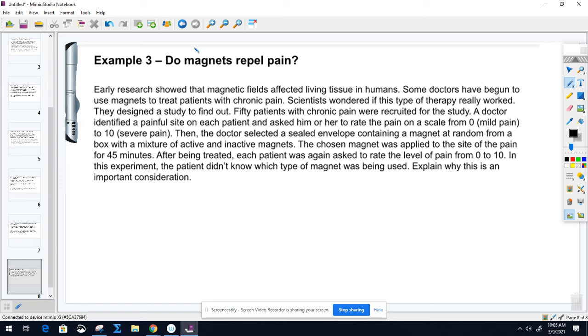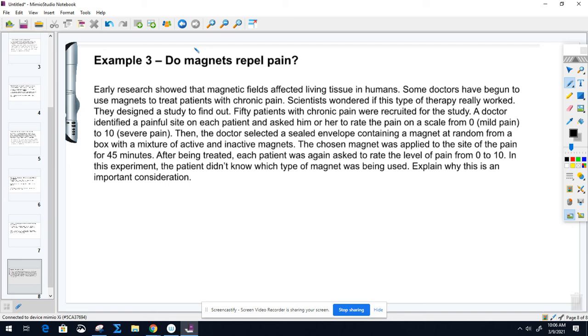A doctor identified a painful site on each patient and asked him or her to rate the pain on a scale of 0 to 10. Then the doctor selected a sealed envelope containing a magnet at random from a box with a mixture of active and inactive magnets. The chosen magnet was applied to the site of the pain for 45 minutes. After being treated, each patient was asked again to rate the level of pain from 0 to 10. In this experiment, the patient didn't know which type of magnet was being used. Explain why this is an important consideration.